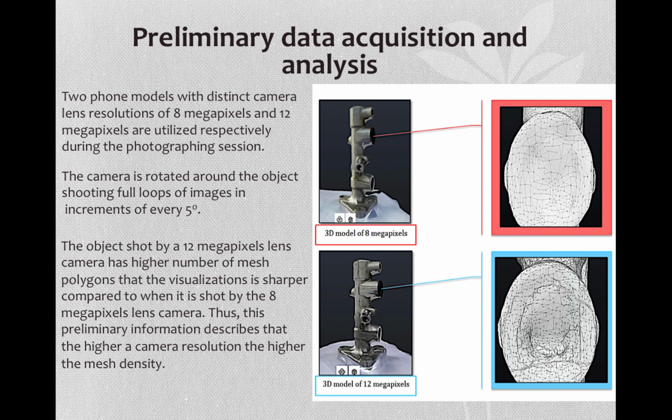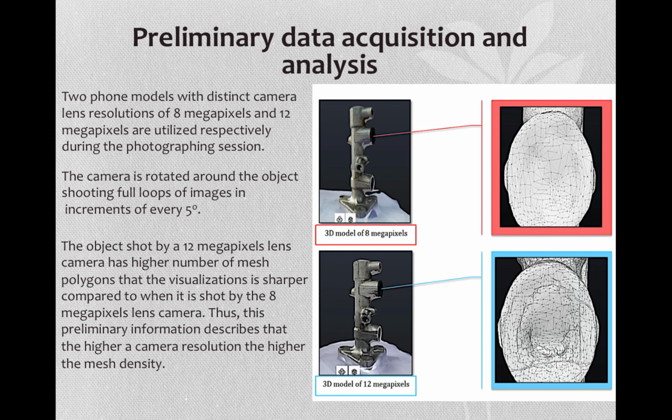In this research, two phone models with different camera lens resolutions of 8 megapixel and 12 megapixel are used during the photographic session. The cameras are moved around the object, shooting full loops of images in increments of 5 to 15 degrees. Later, these images of similar resolution are worked with Autodesk Recap for the preliminary 3D reconstruction. And the results are acquired as shown in the picture.